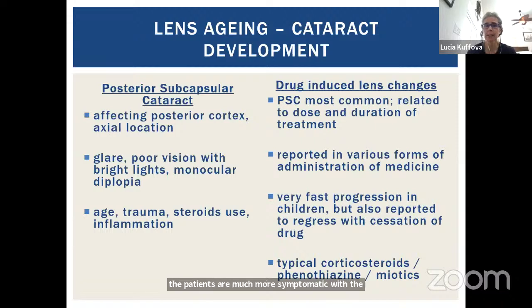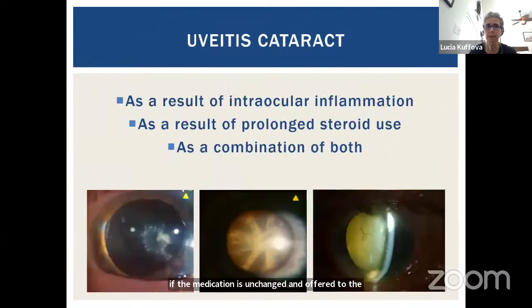This type of cataract is also associated with medication-induced cataracts, particularly systemic or topical steroids, but also phenothiazine and miotics. What is very interesting is that this type of cataract can reverse and can also progress very fast if the medication is unchanged and offered to the patient for a prolonged time.